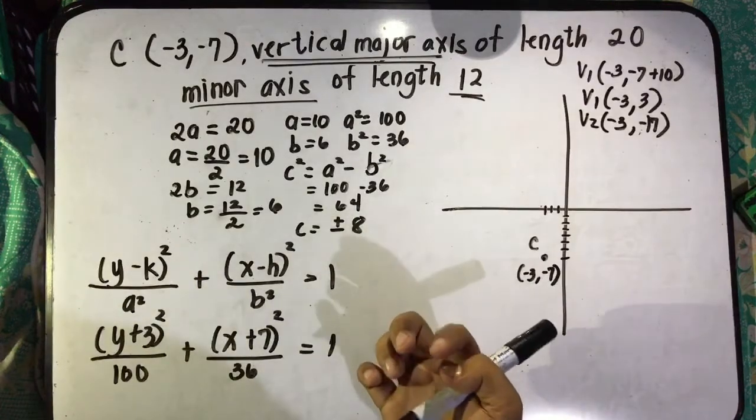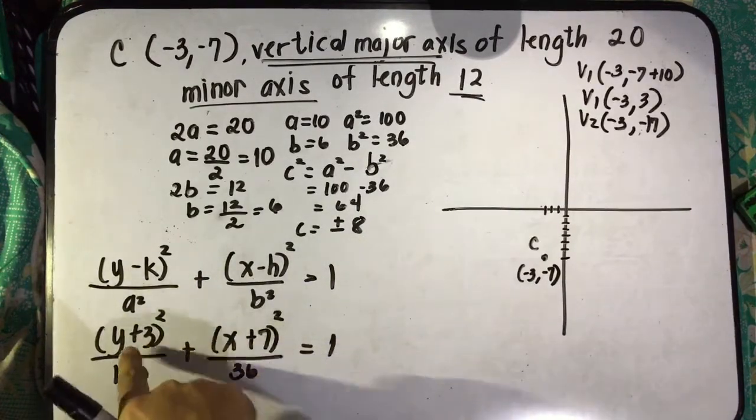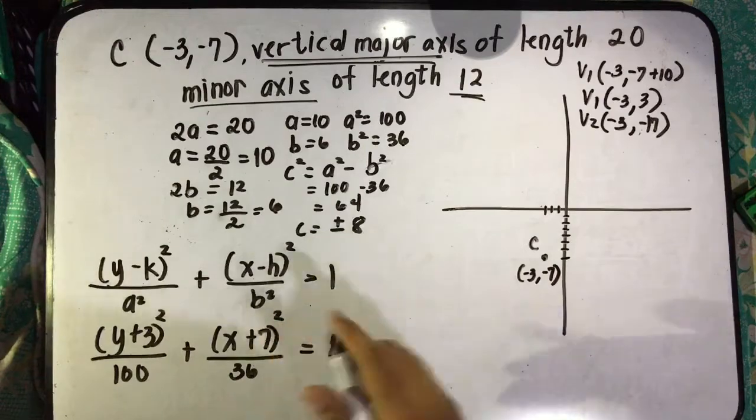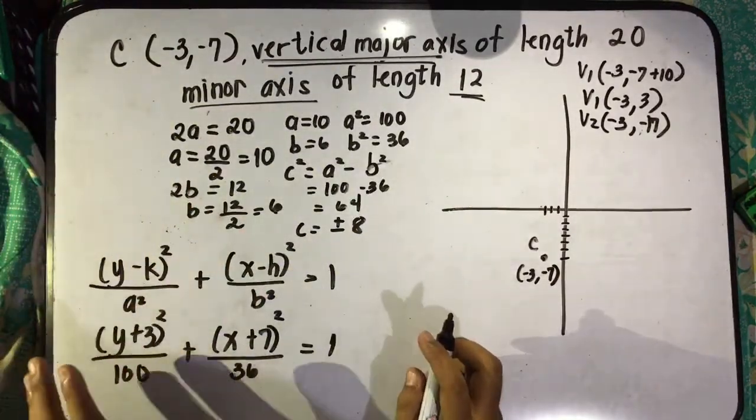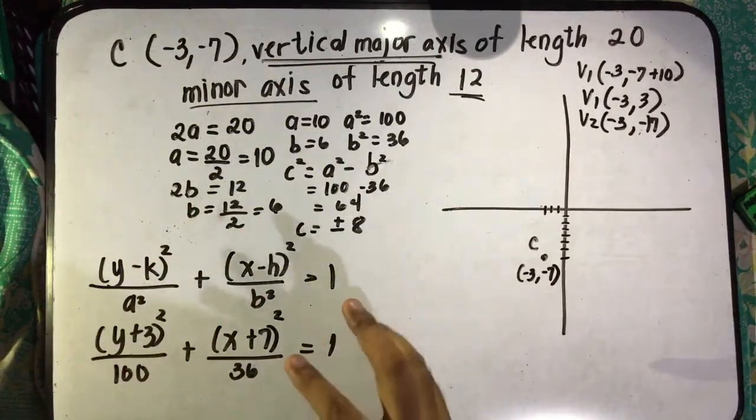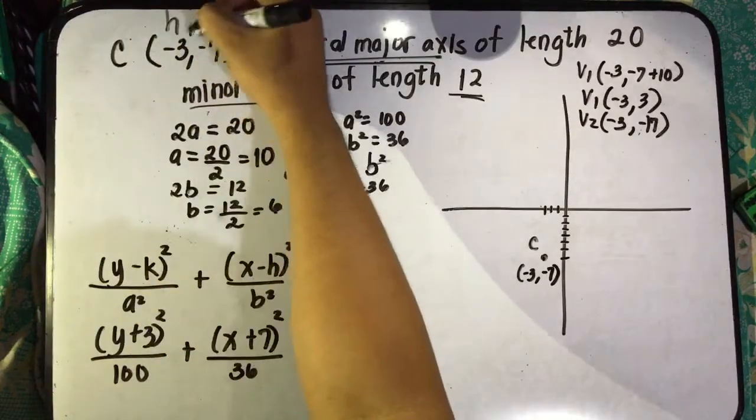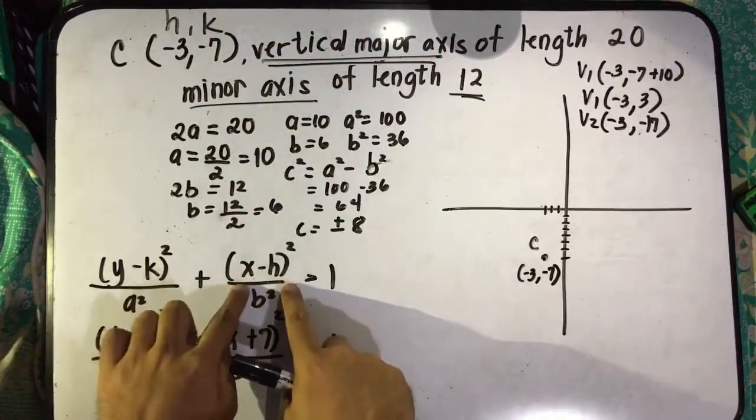Okay. So, this is wrong. Bakit? Baligtad yung nakuha nating h and k. So, be careful. Be careful kung baligtad yung makukuha mo. This is h and k. Ang formula natin is y minus k, x minus h.